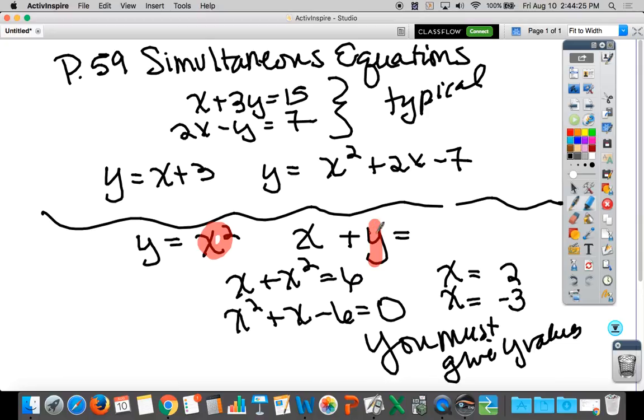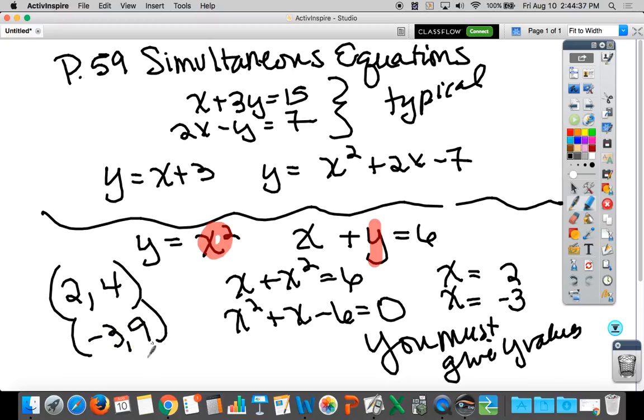So, all I have to do is look back up here, and I have y equals x squared. So, what's the y value for 2? 4. What's the y value for negative 3? 9. So I have an x, I'm storing that into here and getting the resulting y. Any questions on this one? All right, turn the page.